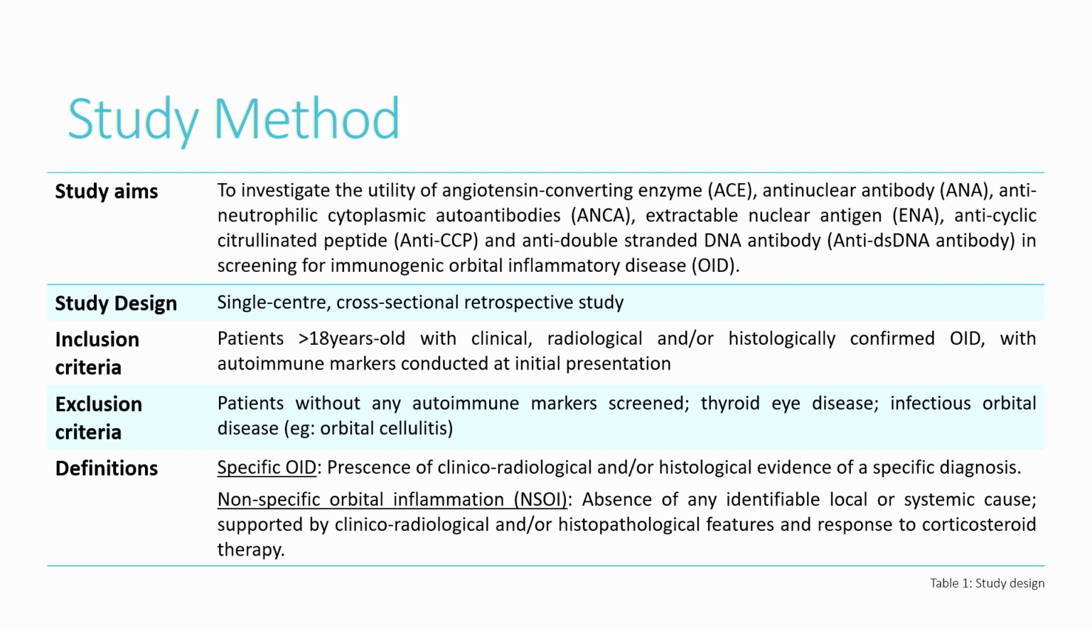So we investigated the utility of various autoimmune markers in screening for immunogenic OID. And these markers included ACE, ANA, ANCA, ENA, anti-CCP, and anti-double-stranded DNA antibody. It was a single-center cross-sectional retrospective study, and we included patients over the age of 18 with a clinical, radiological, or histologically confirmed OID who had autoimmune markers conducted at initial presentation. We excluded patients with thyroid eye disease, patients who didn't have any autoimmune markers, and infectious orbital disease.